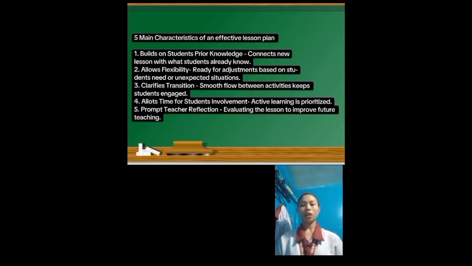Third, we have clarifies transitions, or smooth flow between activities, which keeps students engaged. For example, after the video, you'll work in pairs to summarize what you've learned. And fourth, allots time for student involvement. Active learning is prioritized. Examples here are role plays, debates, or collaborative tasks.